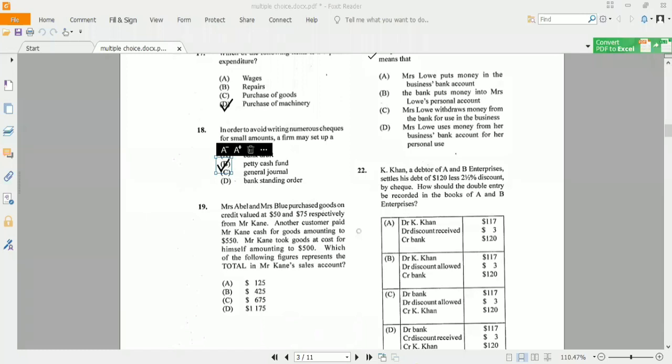Now, this is the question. Which of the following figures represent the total in Mr. Kane's sales account? So we want to know, what is the value of the sales made by Mr. Kane? And the response of 675 is accurate for the persons that have C in the chat right there. So therefore, the response is C. It would not have been the 1175. Why? Because this 500 represents drawings. Yes, good. So we're looking at the value of what Mr. Kane sold, and that is the 50 plus the 75, which is 125, plus the 550, and that gives us $675.